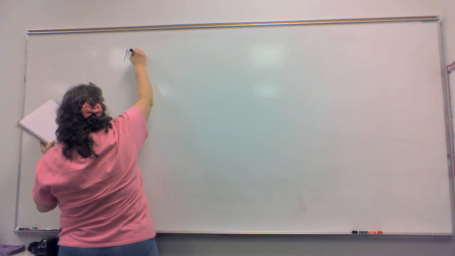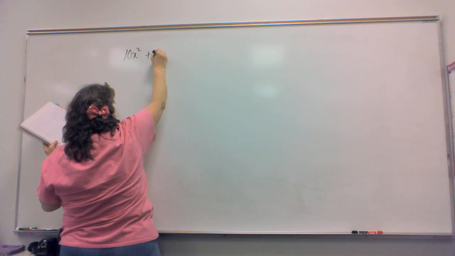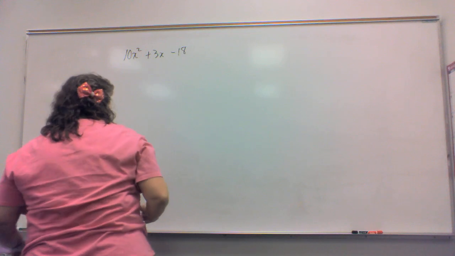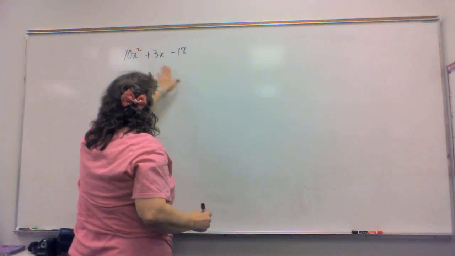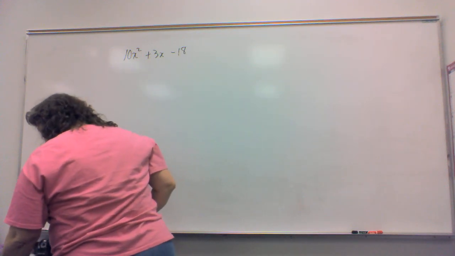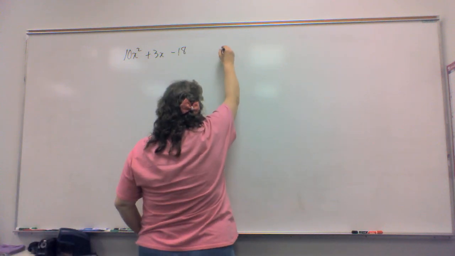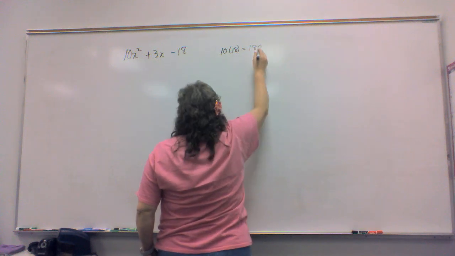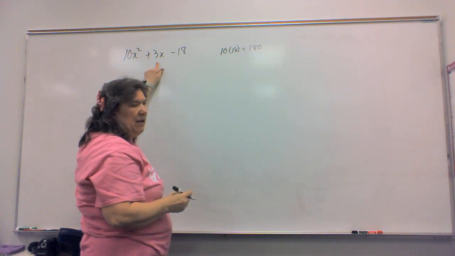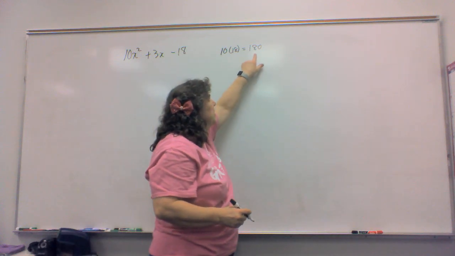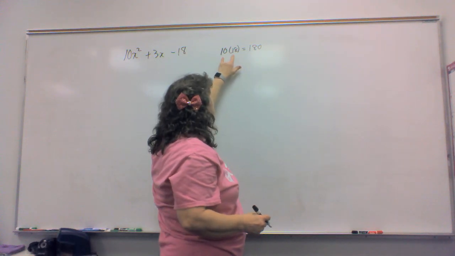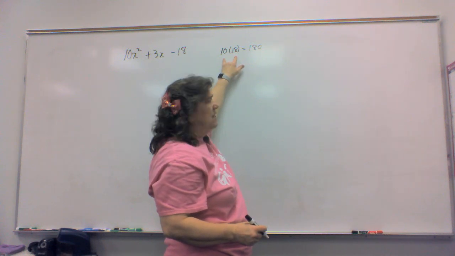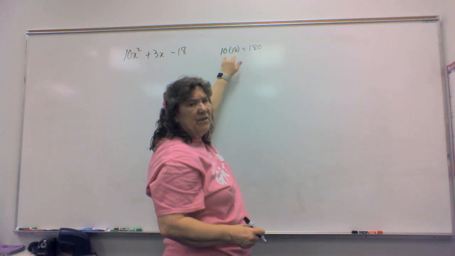Okay, 10x squared plus 3x minus 18. Again, using my AC method, no common factor, so I can't make it more simple. 10 times 18 is 180. Now we're looking at a difference of 3. So my factors are going to have to be pretty close together. 10 times 18, 18 minus 10 is 8. So they have to be closer together than this.